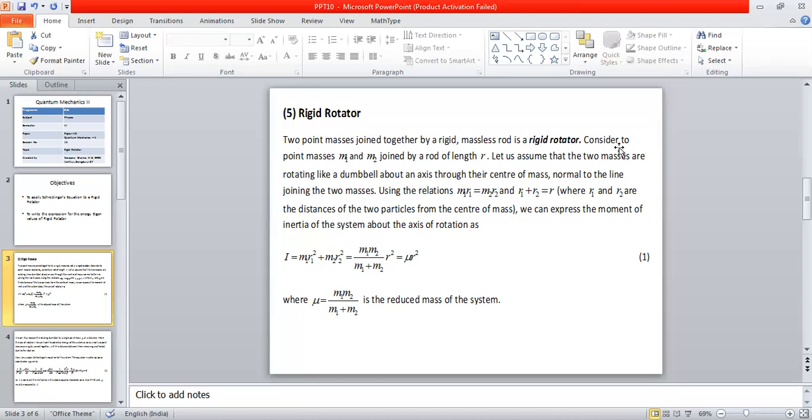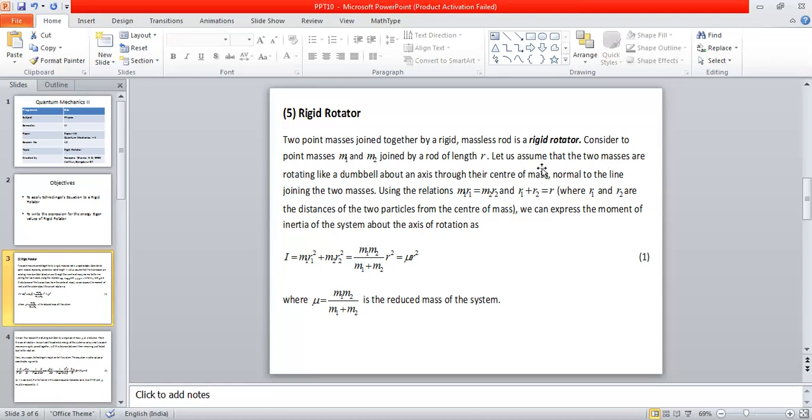Now let us consider we have 2 point masses, two particles, having masses m1 and m2. I have not drawn the diagram here, but it is still possible for us to imagine it. So we are assuming 2 point masses, with masses m1 and m2, joined by a rod of length r, and we are assuming r is constant. That is the meaning of a rigid rotator.